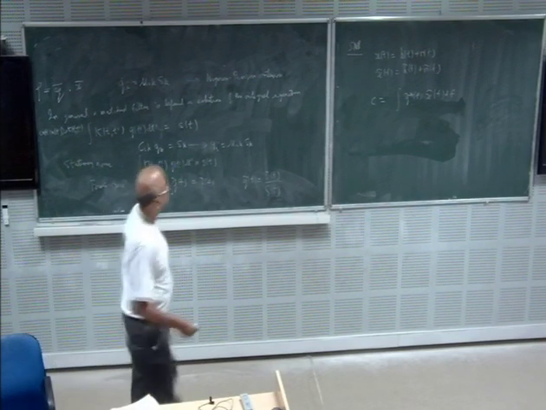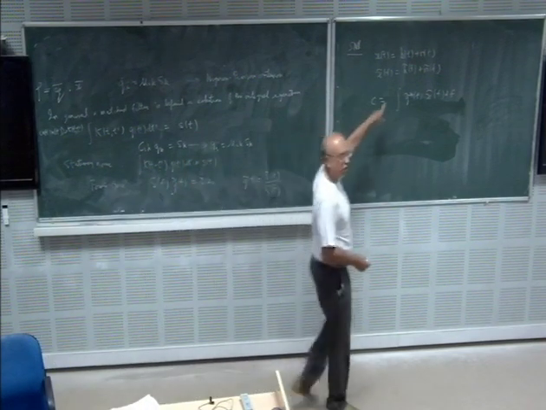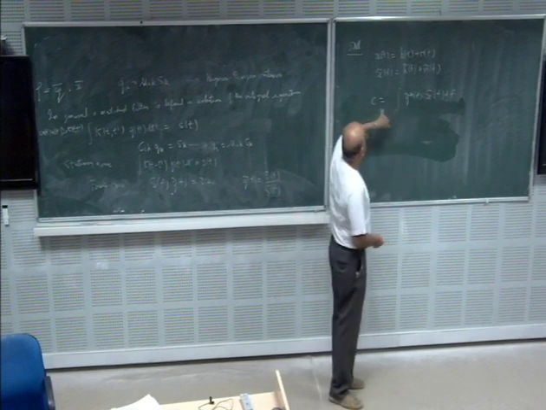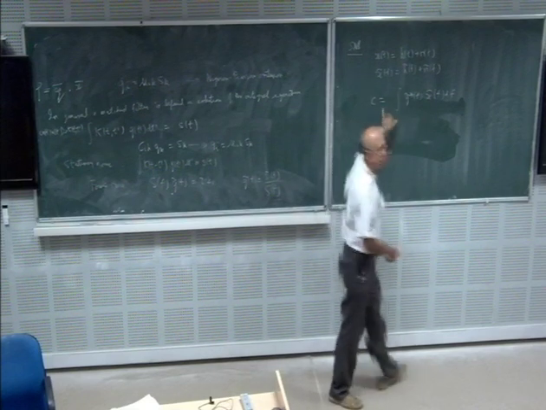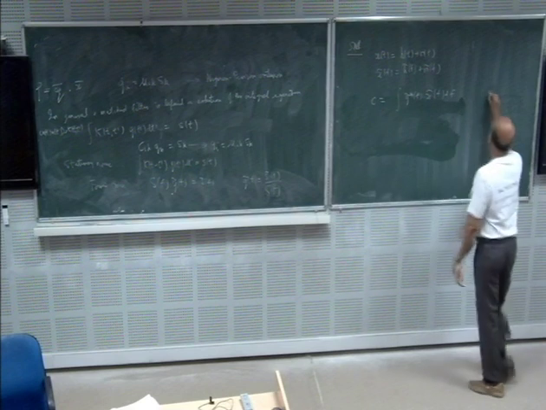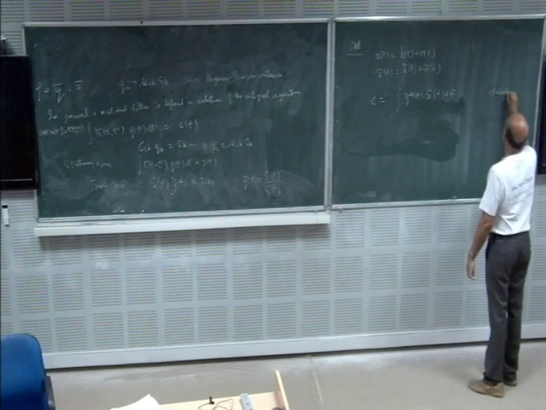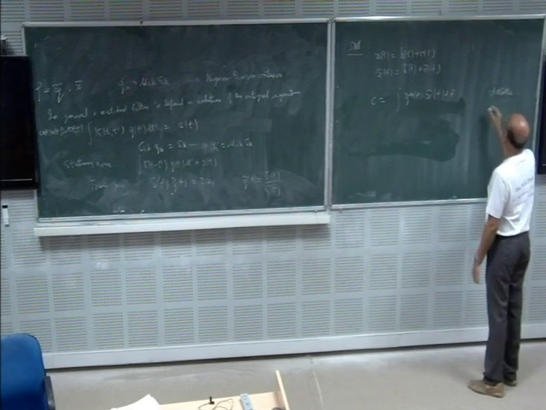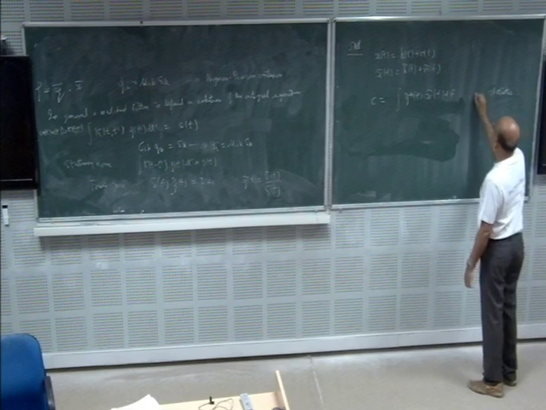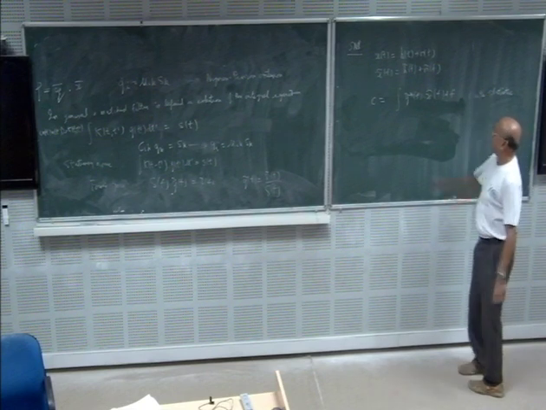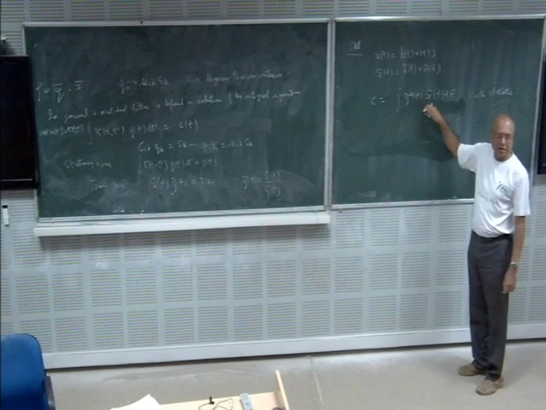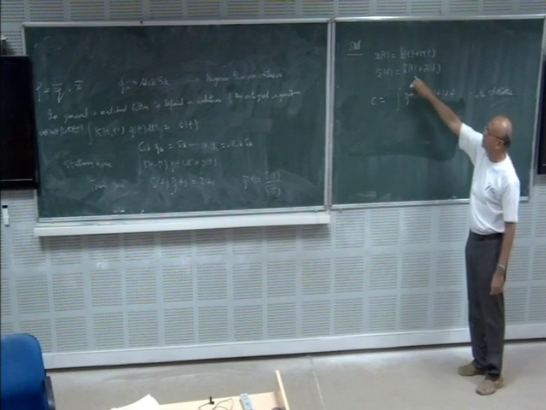So now I want to calculate the signal to noise ratio. What do we mean by signal to noise? C is called the statistic. It is a random variable, again, because N is a random variable. N has come in through X of F, and X of F is H of F plus N of F.